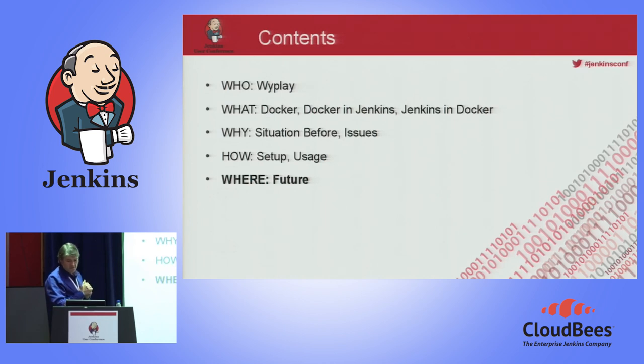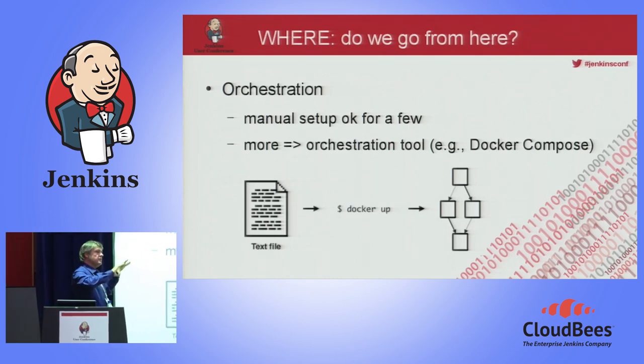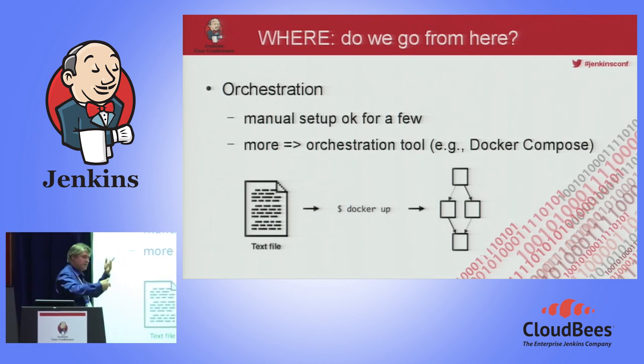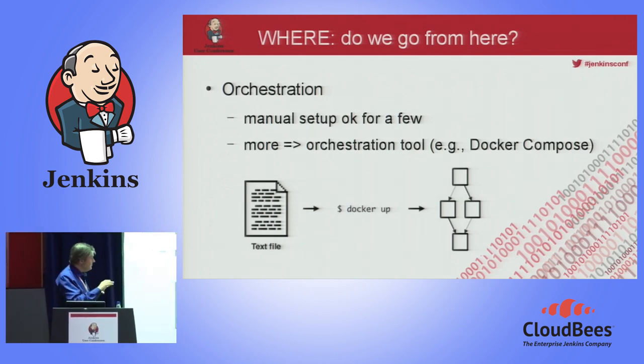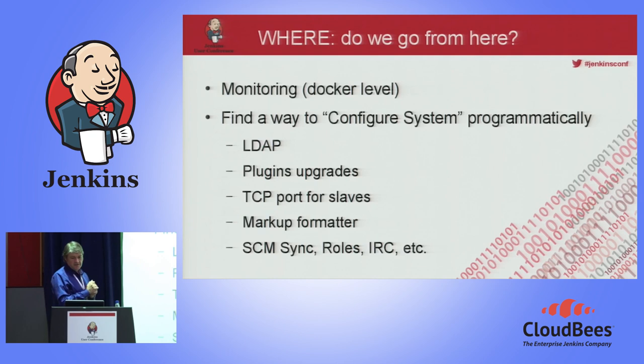Now, where are we going? What we could do better is, instead of launching seven containers for data and seven for services, we can just write all the bindings, all the names in a text file, and use an orchestration level like Docker Compose to just say docker up, and then everything is up. Also, we have a lot of Ansible scripts, I don't know if you're familiar, to define how we install services. Now we have to separate between the Dockerfiles and the Ansible part. And the last slide is we don't have the monitoring at Docker level yet.